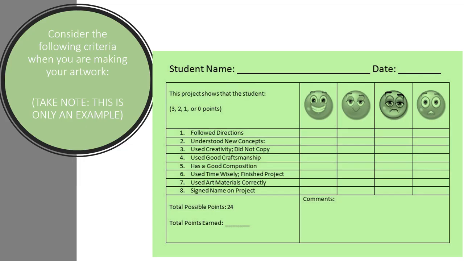Consider the following criteria when you are making your artwork. Take note, this is only an example. Make sure you follow the directions, you understand new concepts, make sure you use your own creativity, and that you use good craftsmanship. Make sure you've got a good composition, use your time wisely, and use the correct art materials.